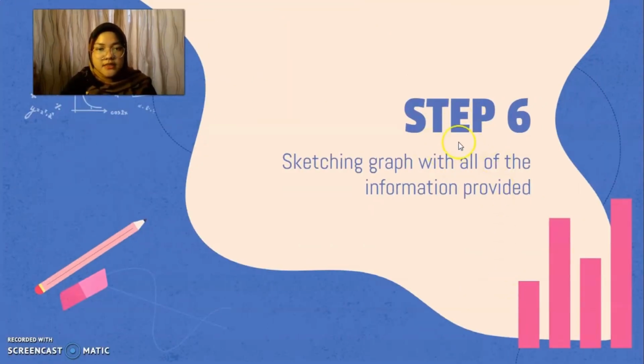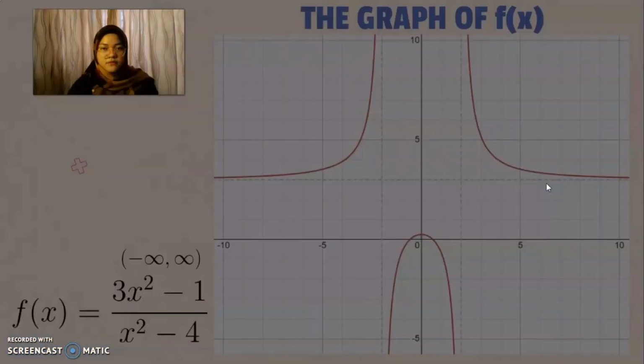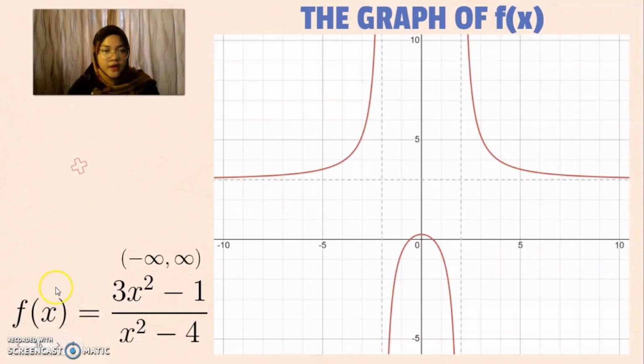In step 6, I will show you the sketched graph with all of the information provided. So the graph of f(x) will look like this, where 3 is the horizontal asymptote. Negative 2 and 2 are our vertical asymptotes.